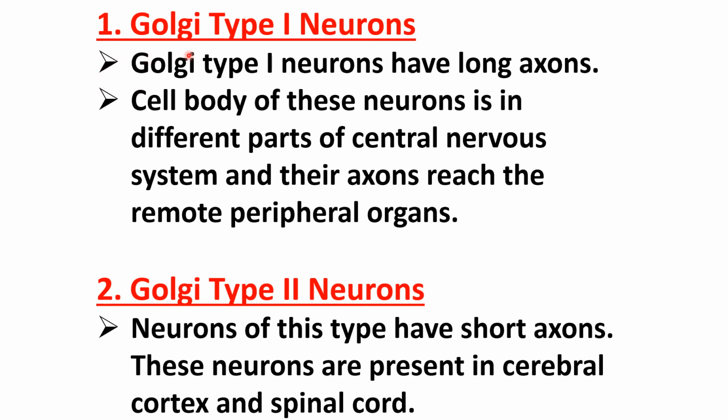Golgi type 1 neuron has a long axon, and the cell bodies of these neurons are in different parts of the central nervous system and their axons reach the remote peripheral organs. Golgi type 2 neurons have a short axon, and these neurons are present in the cerebral cortex and spinal cord.